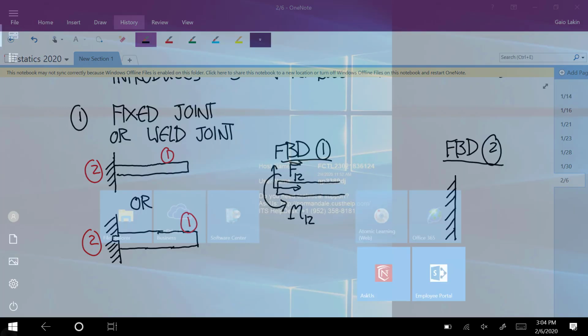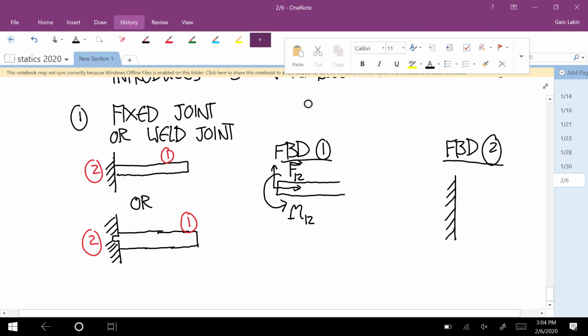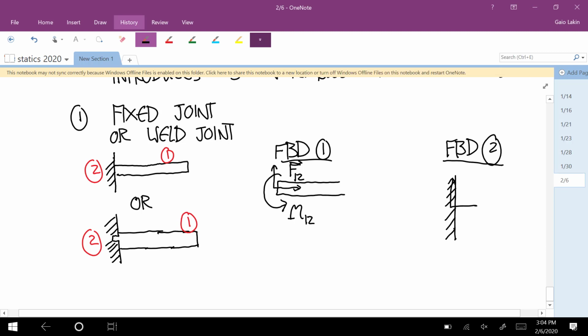Yes, but here, let me just draw this picture and then I'll talk about that. And then if you're doing the free body diagram of the wall, that would be the force on 2 by 1. So that's negative F12. And then this is the couple on 2 by 1, which is negative M12. Newton's third law has to work for couples too, because couples are really pairs of forces, and it works for each one of the forces.